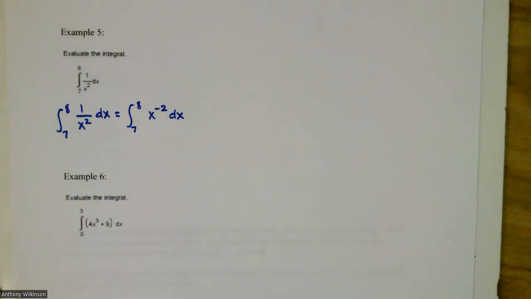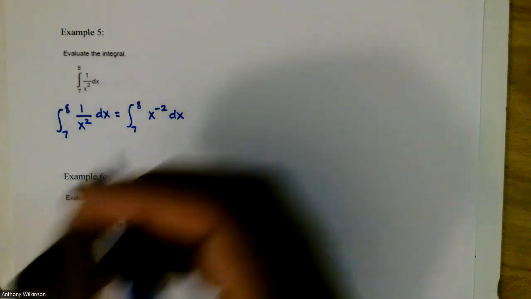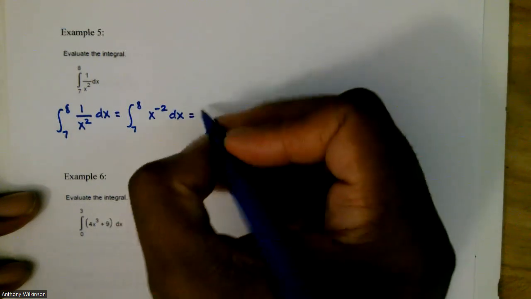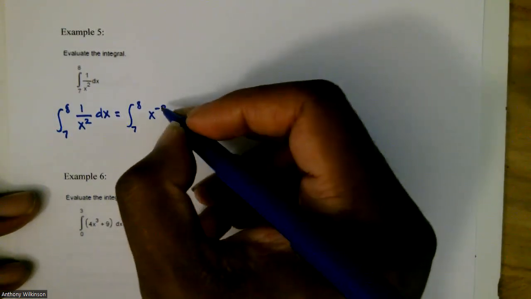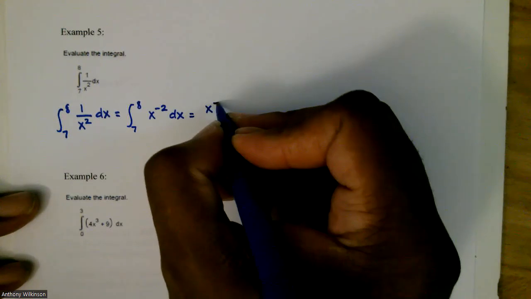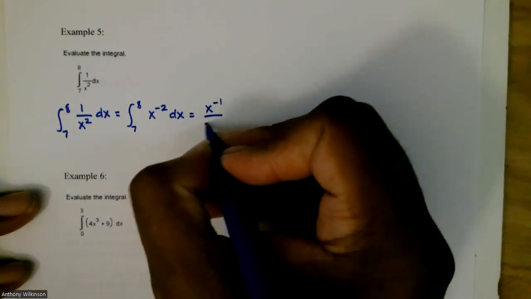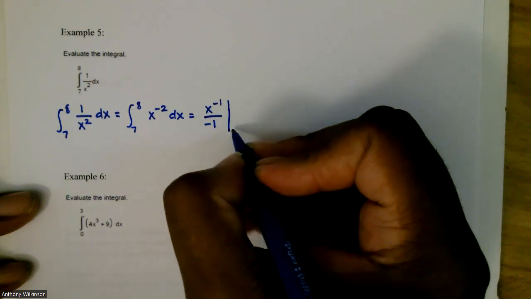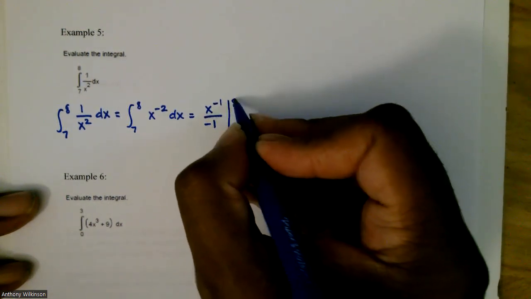Here we can pull the x squared out of the denominator and change the exponent to the opposite sign. So it'll be x to the negative 2. Here we use the power rule by increasing the power by 1 and dividing by that new power. So in this case, I'll write the x to the negative 2 plus 1, which would be negative 1, and divide that by its new exponent of negative 1. That's going to be from 7 to 8.